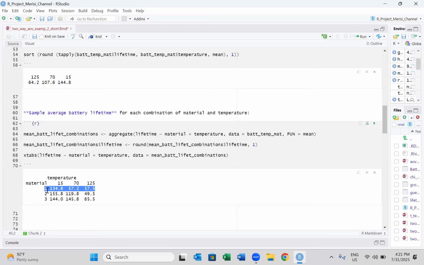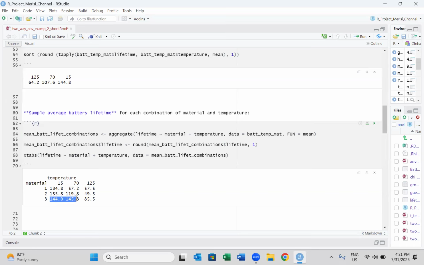If we're using material one and we change from temperature 15 to 70, what happens to lifetime? We see a decrease in lifetime from 134 to 57. Now, what happens if we're using, for example, material three? If we change temperature from 15 to 70, lifetime barely changes at all. It's just a slight increase, but it actually barely changes.